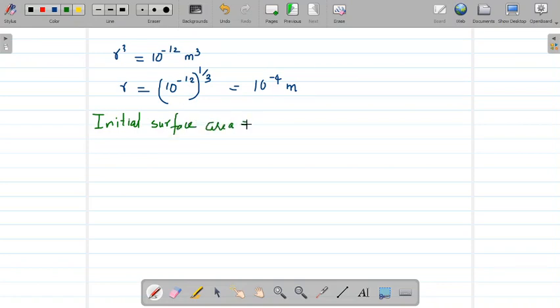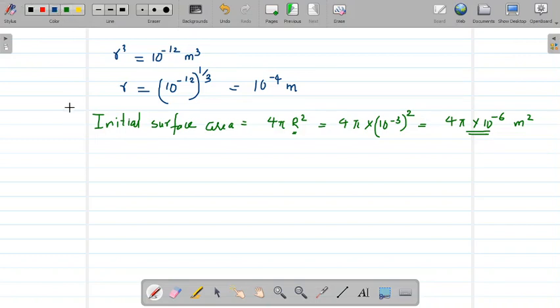Initially we had one big drop, right? What was its surface area? It is 4 pi r square. 4 pi r square is the surface area of a sphere. So 4 pi capital R square is the initial surface area, which is 4 pi into 10 raised to minus 3 whole square, which is equal to 4 pi into 10 raised to minus 6 meter square. This is the initial surface area.